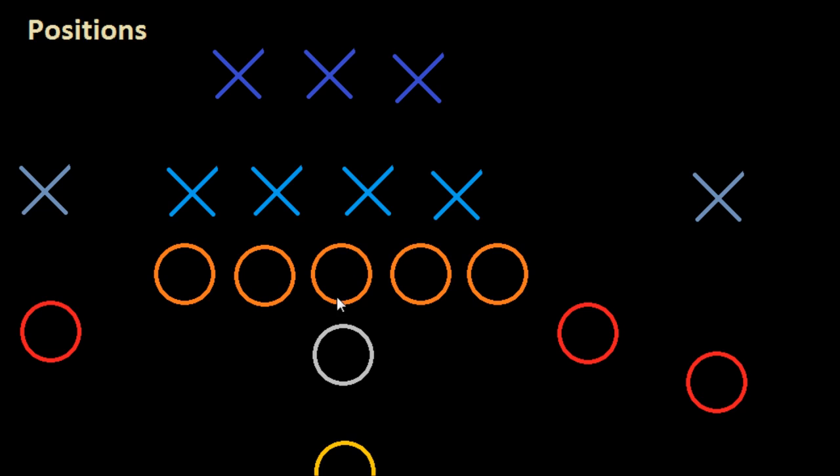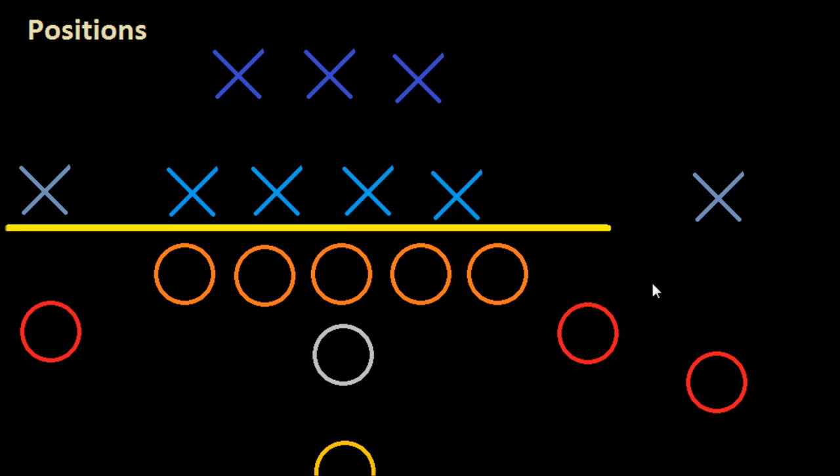So the O's represent the guys on offense, the X's are the guys on defense, and so we'll take a look at each of them here. The first thing to notice is that there's kind of a line here separating the offense and the defense, and that is because the ball typically will be placed in the middle here.